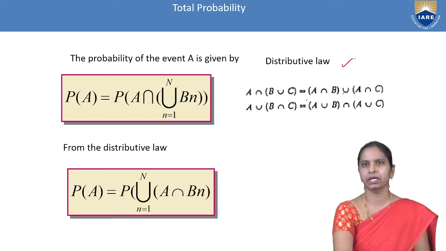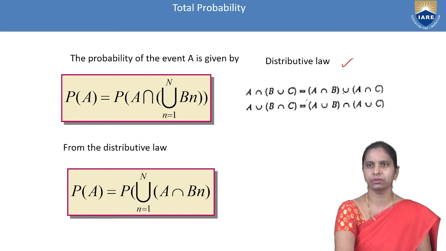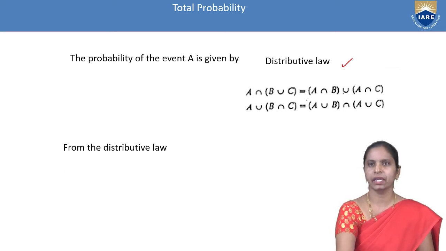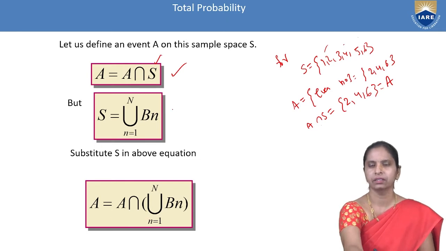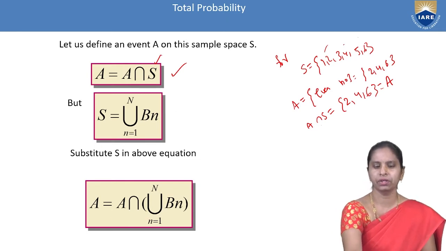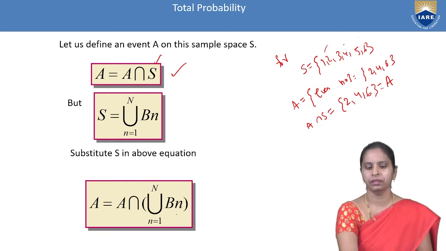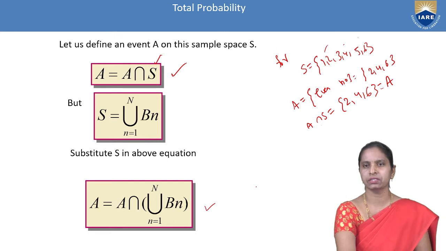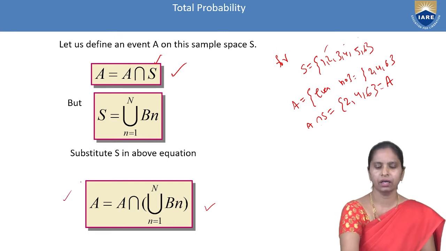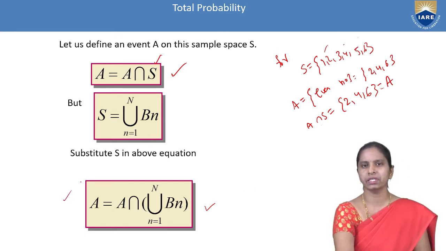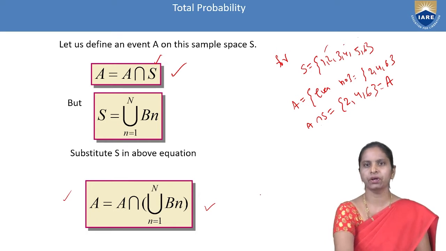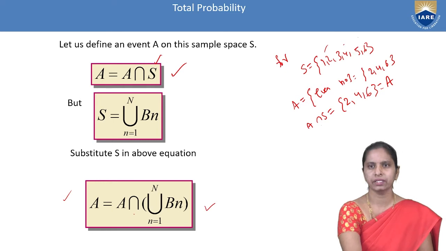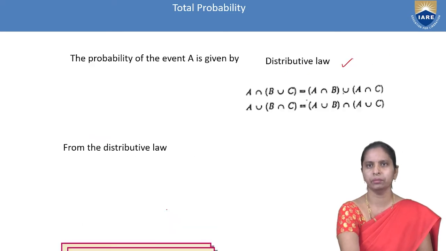In order to simplify that, we are using the distributive law. Now, what is A here? In the previous slide, we have seen A is nothing but A intersection S. In the X, I have replaced by union of n equals 1 to n, Bn. Now, I can calculate the probability of this event. What is the total probability? I have to calculate the probability of the event A, which is unknown. So that is nothing but you have to calculate P of A. Then, what is P of A equal to? P of A intersection union of n equals 1 to n, Bn.